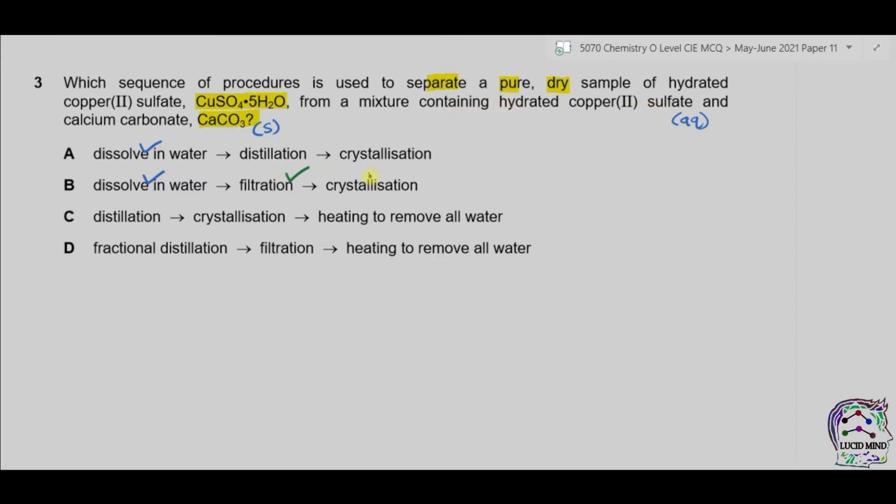Third part will be crystallization. In crystallization, we are going to make crystals of pure copper 2 sulfate. So the sequence given in part B seems to be the correct option. In part C, we have distillation. Now distillation can be used to separate out two liquids while we have one insoluble substance. Therefore this cannot be used. Again in part D, we have fractional distillation, which can be used for liquids with different boiling points, but as we have an insoluble substance, this cannot be used. Correct procedure is therefore given in part B.